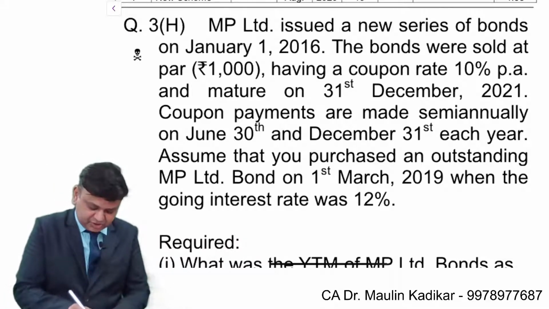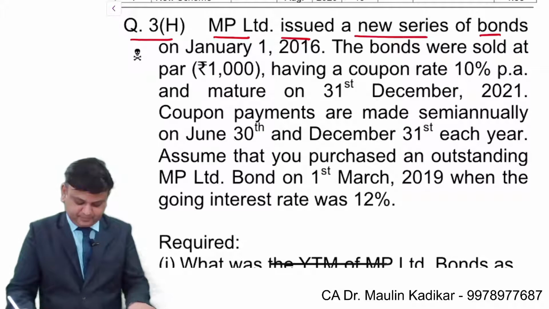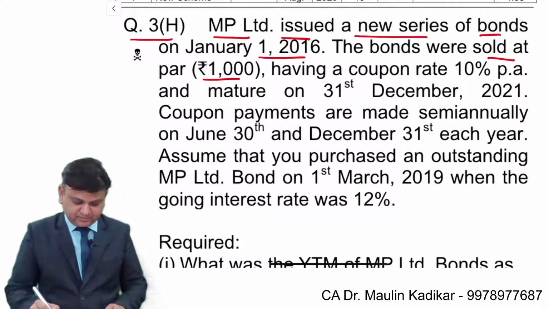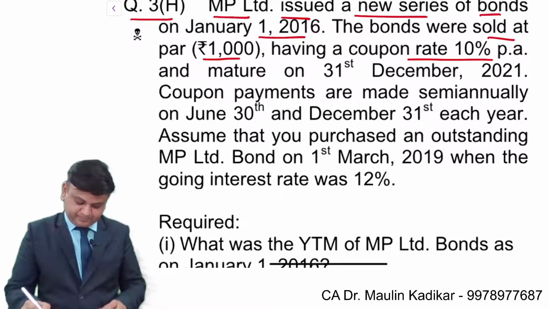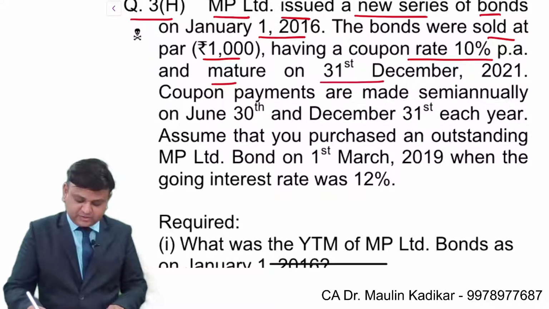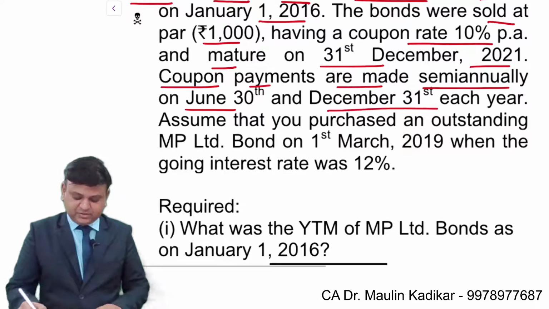Question number 3H. MP Limited issued a new series of the bond on 1st of January 2016. These bonds were sold at par, that is rupees 1000, having a coupon rate of 10% per annum, and mature on 31st of December 2021. Coupon payments are made semi-annually, that is on 30th of June and on 31st of December each year.